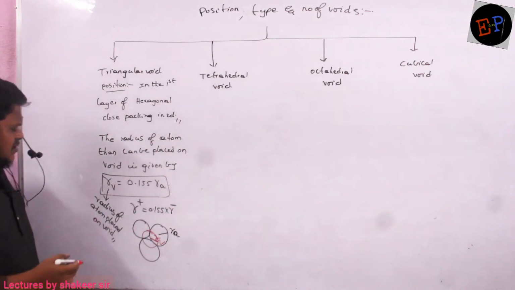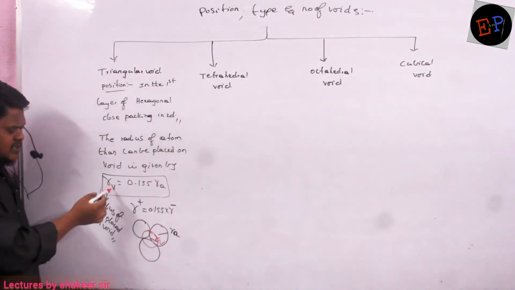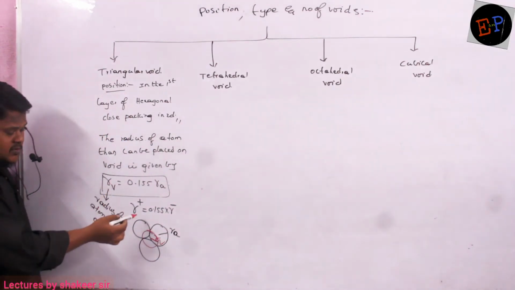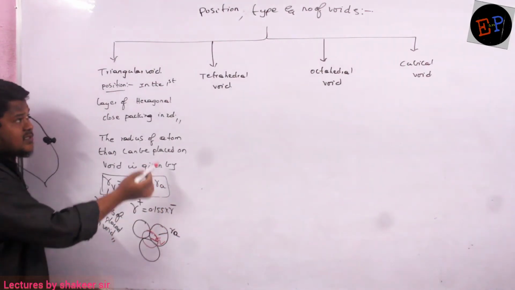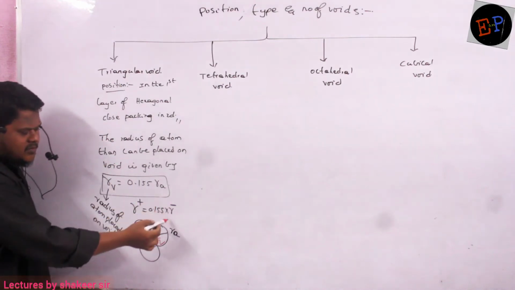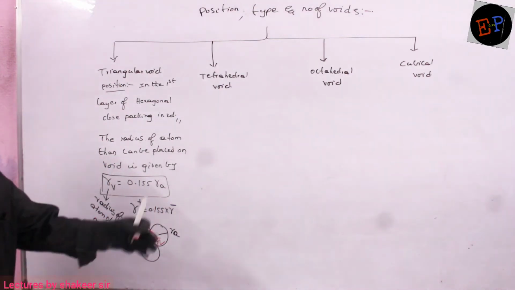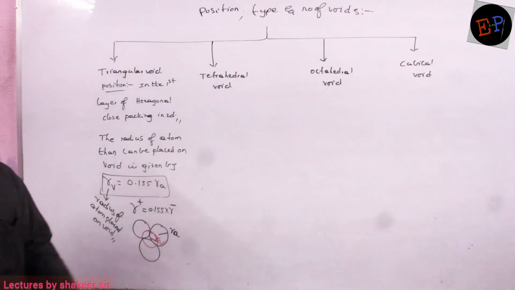So the point is that the radius of the atom which can be placed on the void is smaller, no? So that is why it is represented by R plus. And the radius of the atom by which this triangular void is created is represented by the anion, R minus, because it is bigger in size. Is it clear? That's it.